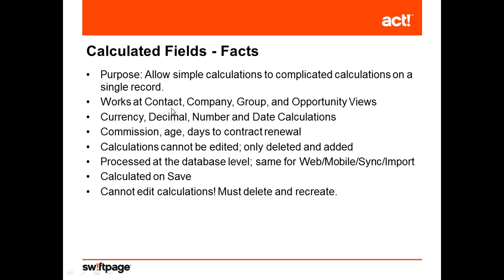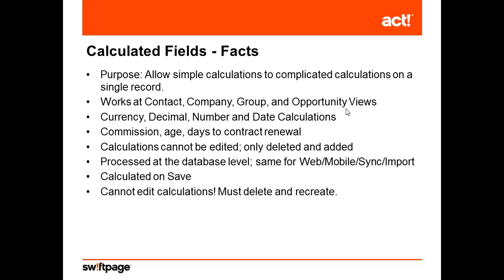This works on the contact, company, group, and opportunity view, and we can work with currency, decimal, number, and date calculations. Good examples of this are calculating a commission, calculating someone's age based on their birth date, or days to a contract renewal. Note the calculations can't be edited.